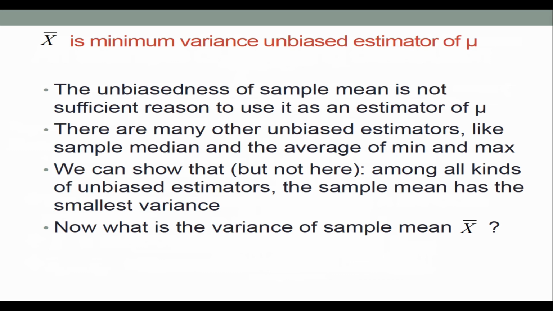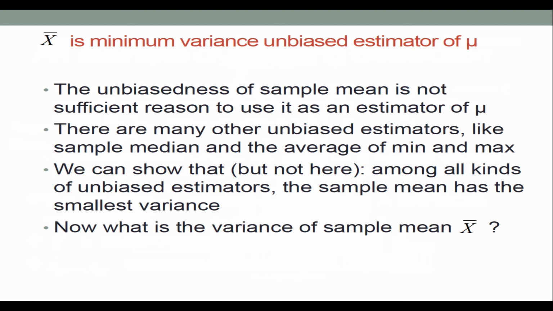The unbiasedness of the sample mean is not enough to justify using it as an estimator of mu. It has another good property that ensures the sample mean is the best estimator for the population mean. That is, among all unbiased estimators, the sample mean has the smallest variance. So it's the least variable estimator for the population mean. The variance is the smallest. We can mathematically prove it. That's the reason we always use the sample mean to estimate the population mean.